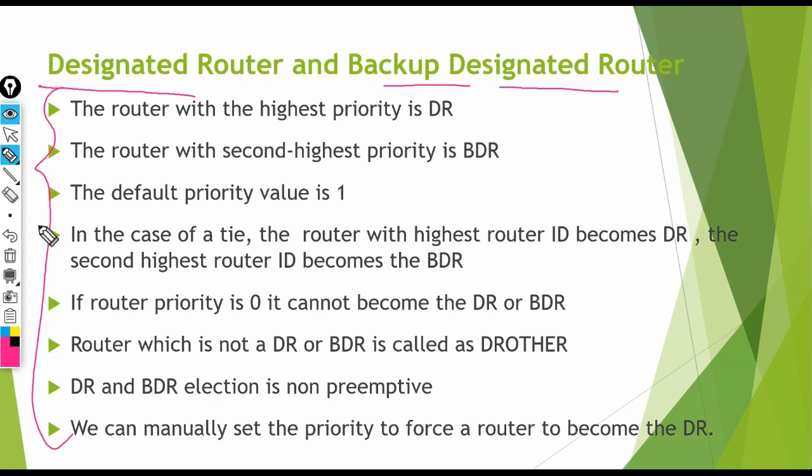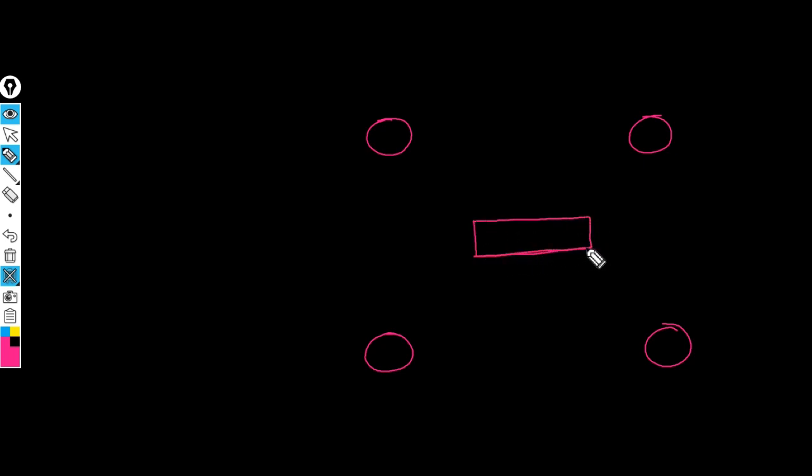Before that, let's try to understand why we need this DR and BDR concept. Let's take an example. Say we have a scenario where I have multiple routers, and the multiple routers are connected to one device here, which I will consider as my switch. And right now the connectivity is like this.